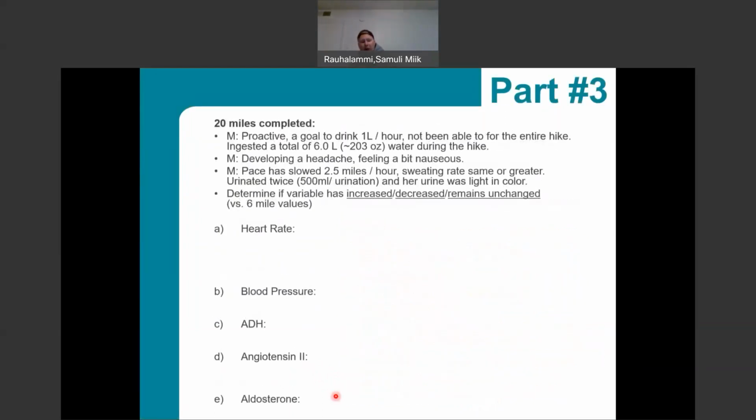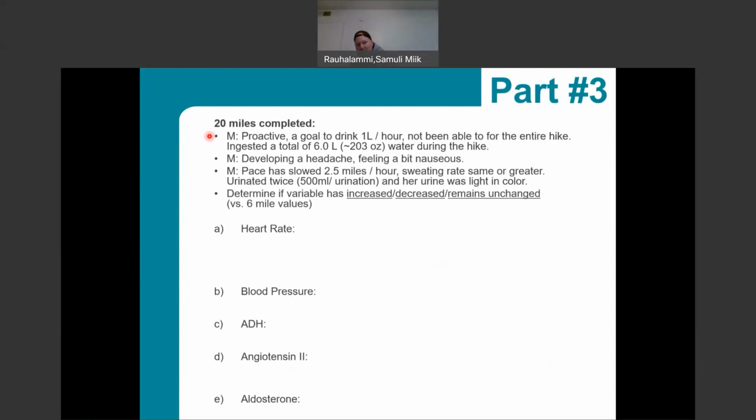Let's have a look at what's going on with Maria in this same stage of the hike, towards the end of the hike. Maria has read that dehydration is the biggest concern when hiking for long periods of time. So she set an ambitious goal of drinking 1 liter every hour. However, she has not been able to quite sustain this during the entire hike, but she's done her best.